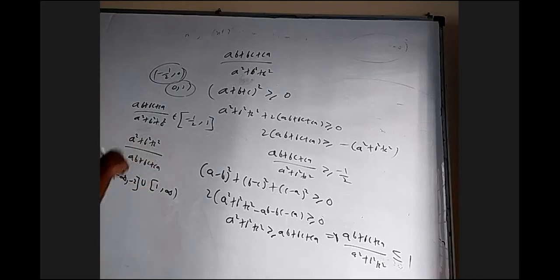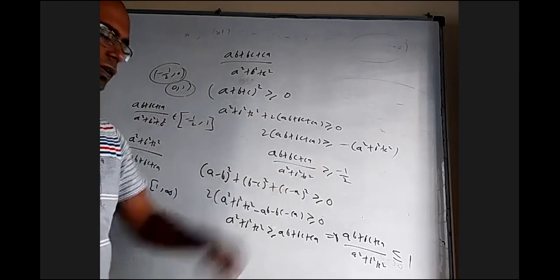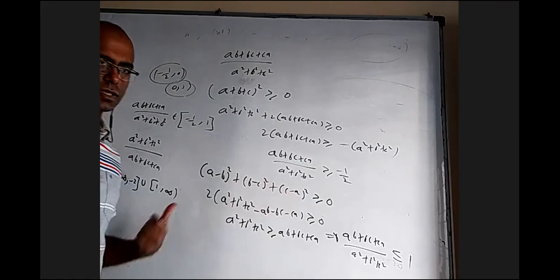1 will happen when all quantities are equal. Minus 2 will happen when a plus b plus c is 0. When this is 0, we'll get this inequality. And when this is 0, we'll get this inequality.